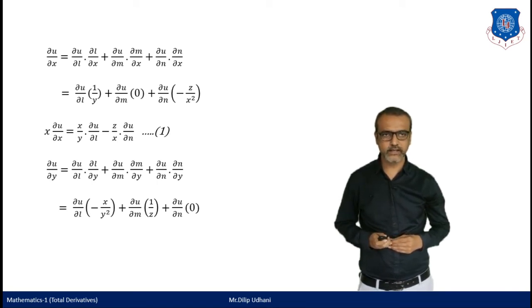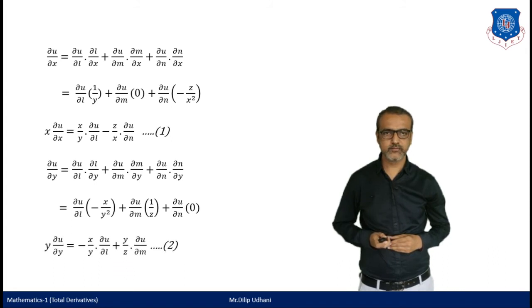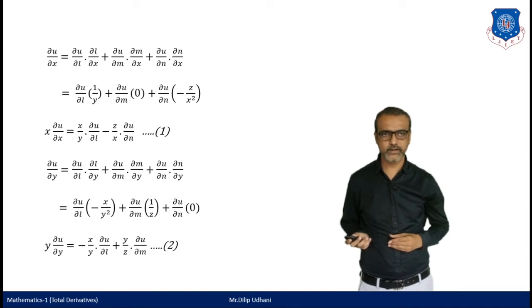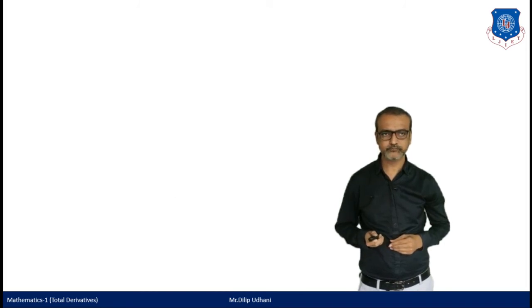Then ∂u/∂n will be as it is and n equals z by x. So z by x is a function of z and x, so ∂n/∂y will be 0. Now multiplying this result by y, we have y ∂u/∂y equal to minus x upon y into ∂u/∂l plus y upon z into ∂u/∂m. Now say this is result number 2.